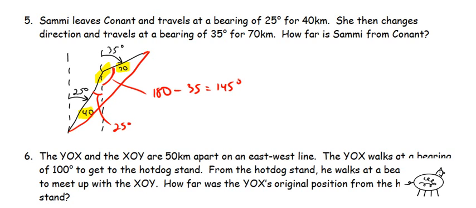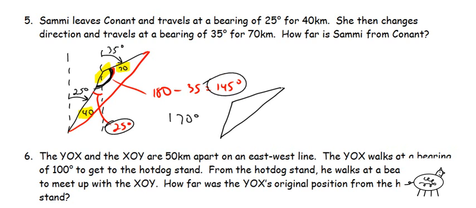Okay, that means this whole line right here is going to be these two values added together. So that's going to be 170 degrees. So your new triangle, I'll kind of roughly sketch it, is going to be 170 degrees. And this is going to be 40. And this is going to be 70. And then you're looking for that red value x.